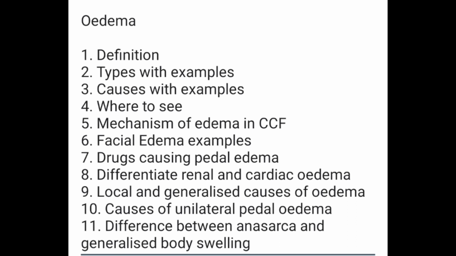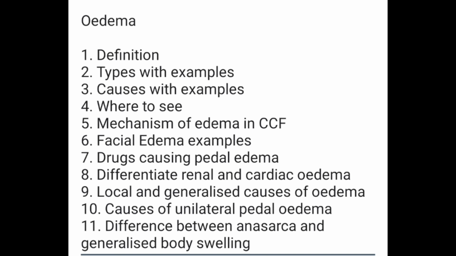Where to see for edema? You have to see it on the medial malleolus, then you have to see it 2 to 3 centimeters above the medial malleolus. You can also see it on the anterior part of the shin bone, on all these sides for 15 to 20 seconds. Now, if the person is on bed, then you have to see it on the dependent portion of the body, that is sacral edema.